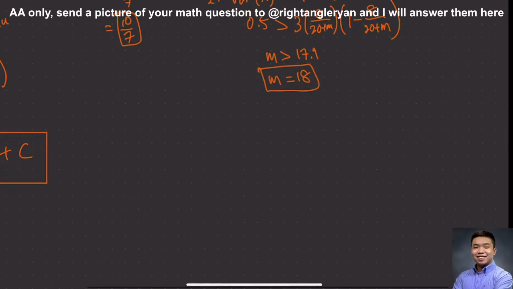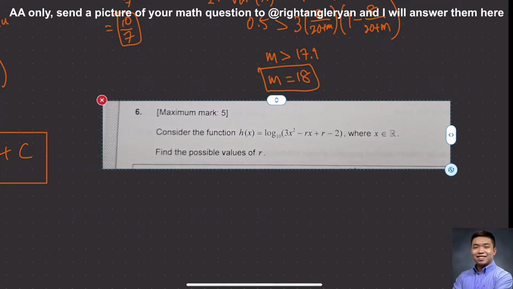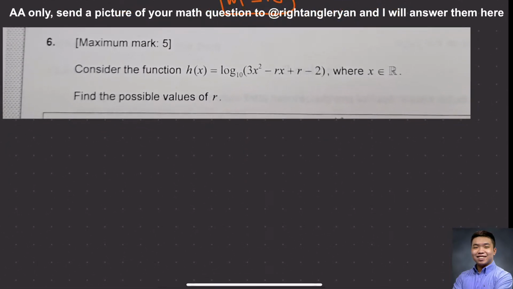Okay, next question. Consider the function of this. Find the possible values of r. Okay, find the possible values of r, right? So this is a logarithmic function. That means the inside has to be bigger than 0. So that's what I'm going to do. 3x squared minus rx plus r minus 2 has to be bigger than 0.